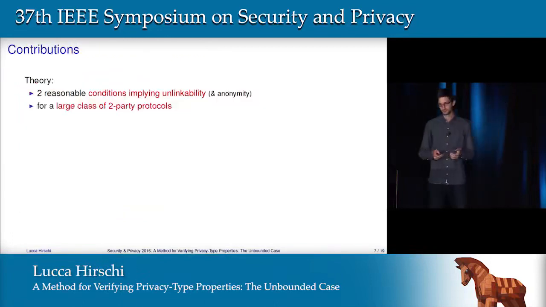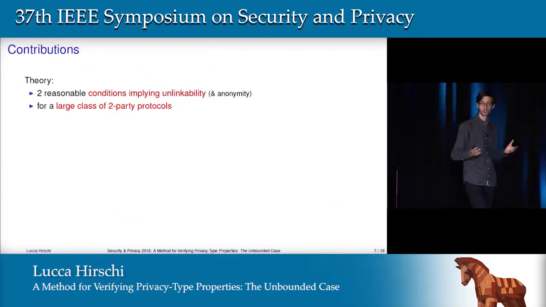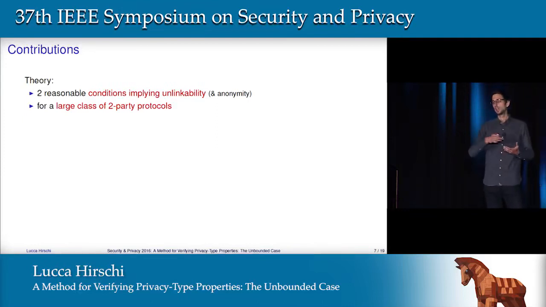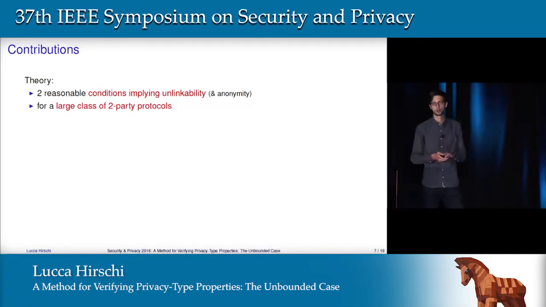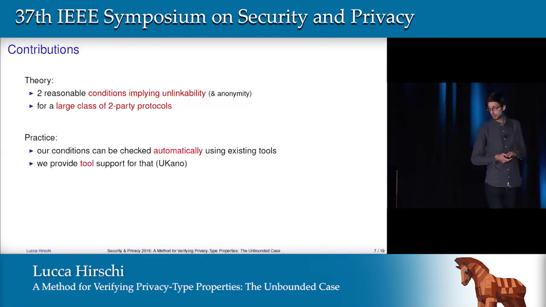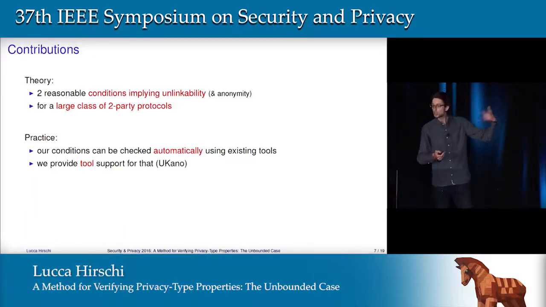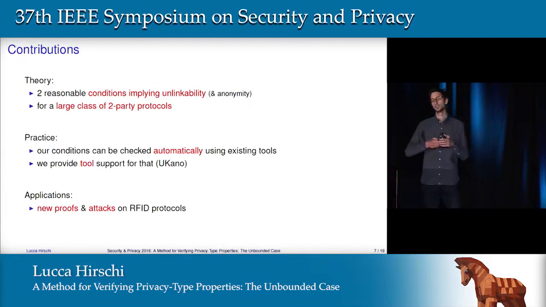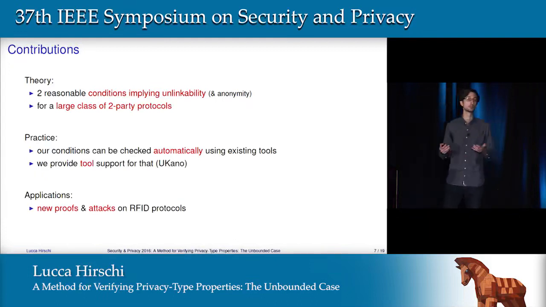We need something new. So now I can give a big picture about our contributions. First, on the theoretical side, we define two reasonable conditions, and we prove that they always imply unlinkability and anonymity for a large class of two-party protocols. And this is interesting in practice because we also show that we can actually verify precisely those conditions using existing tools, like the three tools I just talked about before. And we provide tool support for that. We built a tool called UKano that automatically checks those conditions. And finally, we applied this to a bunch of RFID protocols and obtained new proofs and attacks.